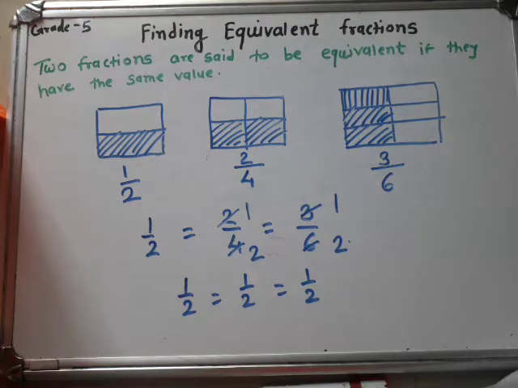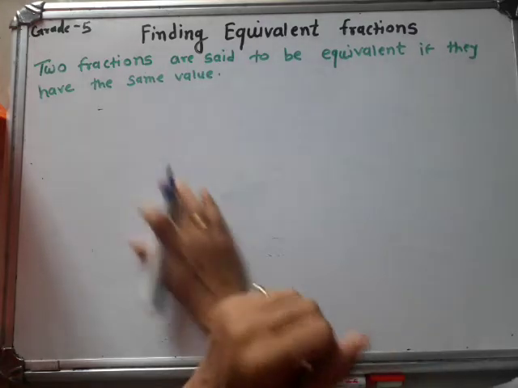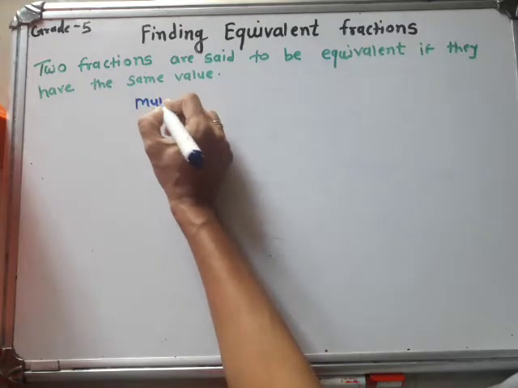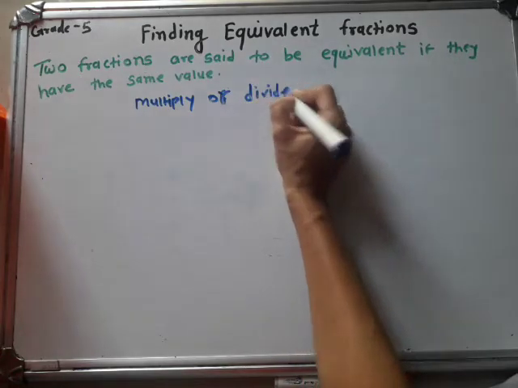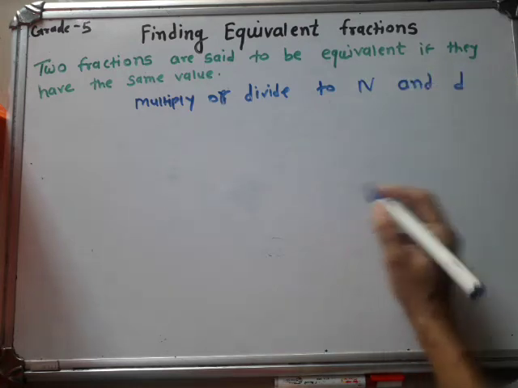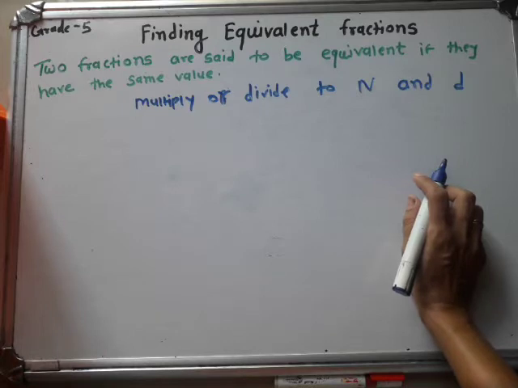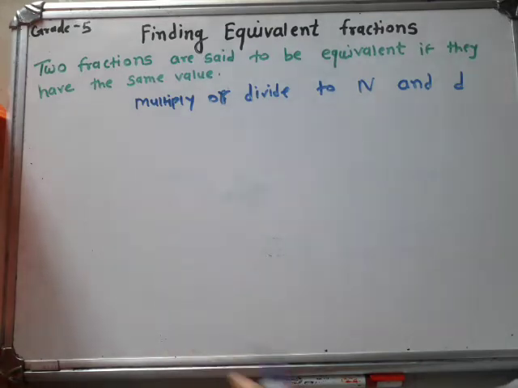Now we see how to find the equivalent fractions. To find the equivalent fraction, multiply or divide the numerator and denominator of a fraction by a non-zero number other than 1. So here we multiply or divide the numerator and denominator by a non-zero number, meaning other than 0 and 1. So here, how to find? Suppose we take one example here.